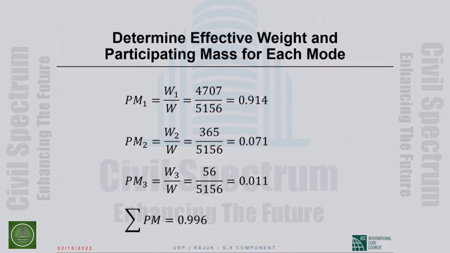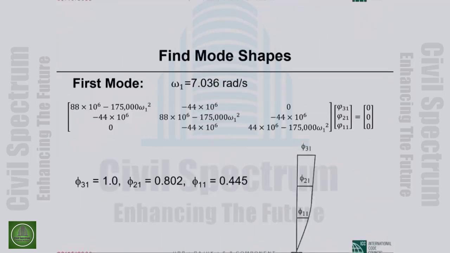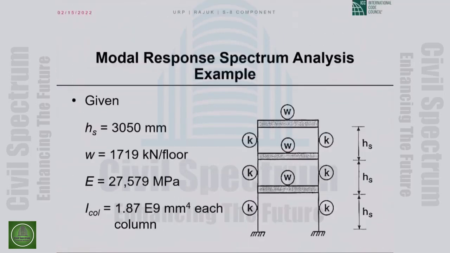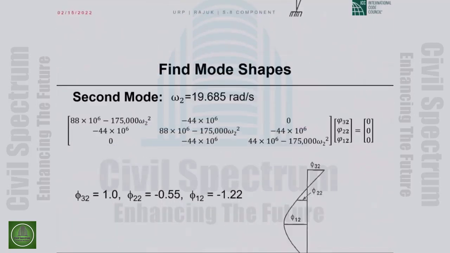The participating mass is the effective weight divided by the total weight. Okay, our total weight, it was given, and we have to go all the way back to the problem statement. It may be worth it. 1719 per floor. So 3 times that would be the total weight, 5157, right? 3 times 17 is 51, 3 times 19 is 57, 5157 is the total weight.